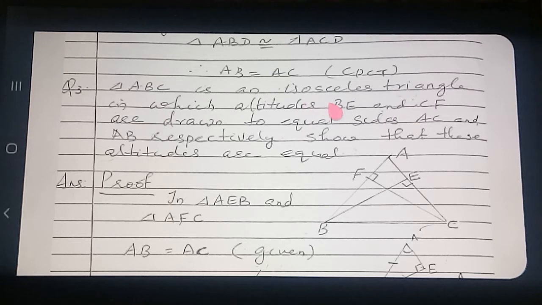Triangle ABC is an isosceles triangle. What type of triangle? Isosceles. The meaning is that two sides are equal. Okay. In which altitudes BE and CF are drawn to equal sides. BE is drawn to AC and CF is drawn to AB respectively. Show that these altitudes are equal.